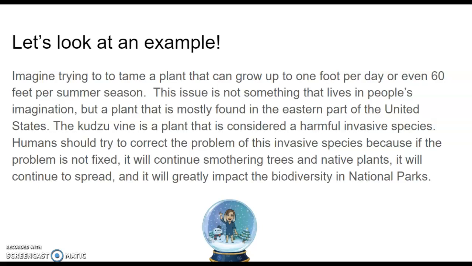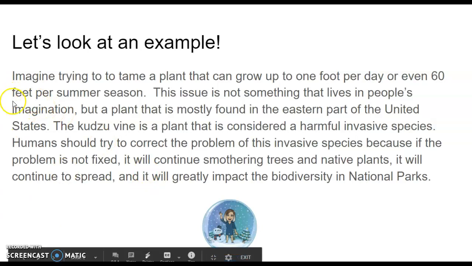While you're working, you're going to see that there are some options. So let's take a look at the first sentence. Imagine trying to tame a plant that can grow up to 1 foot per day or even 60 feet per summer season. What part of the intro paragraph is this? And then we can take a look at the second sentence. This issue is not something that lives in people's imagination. You can see that the word imagination ties back to the first word, imagine.